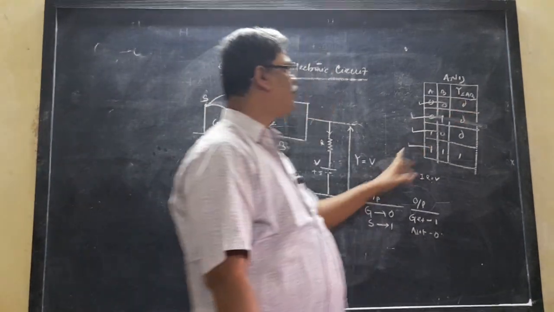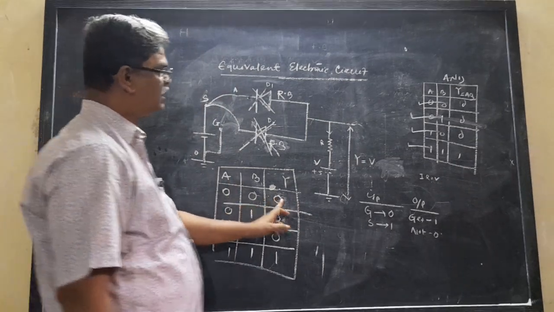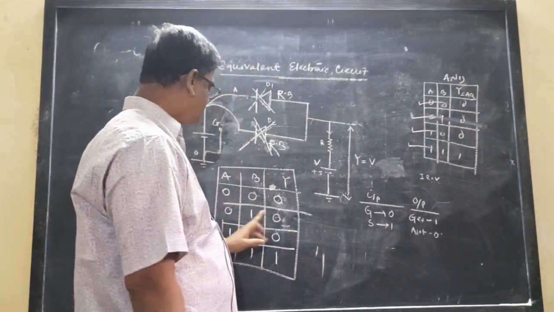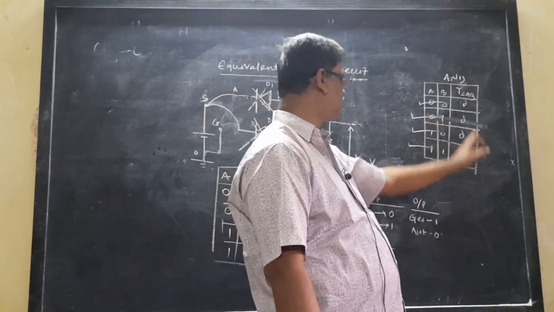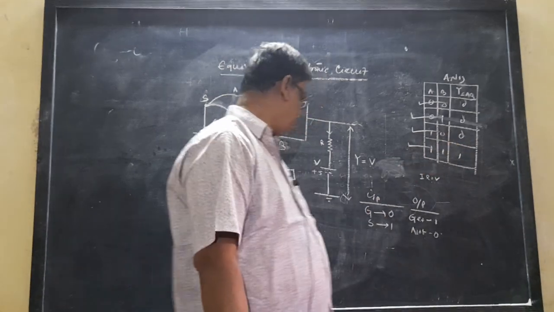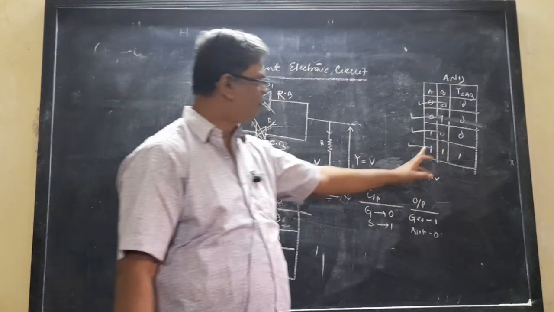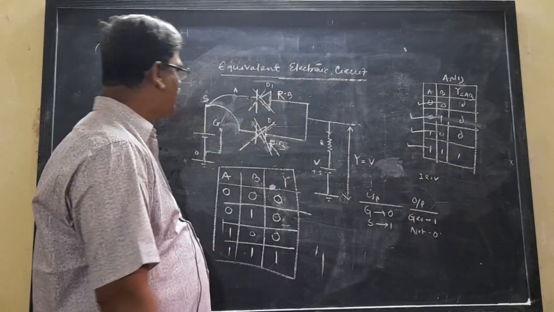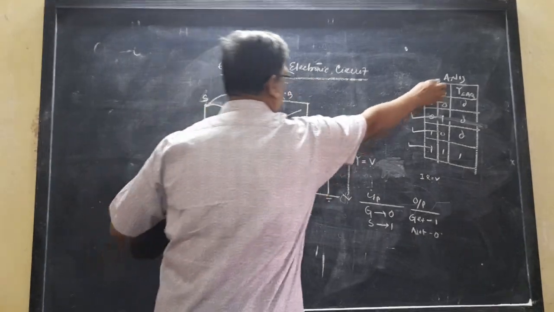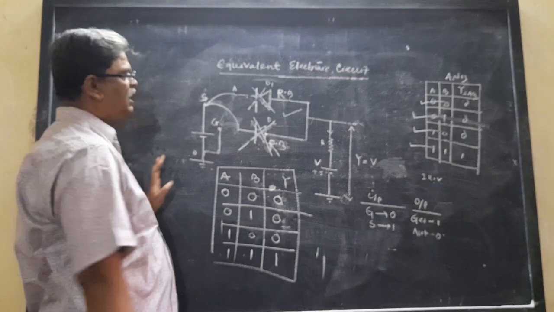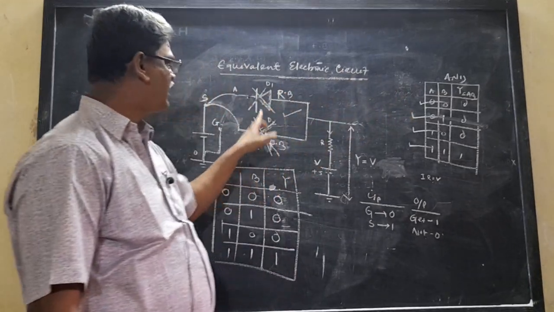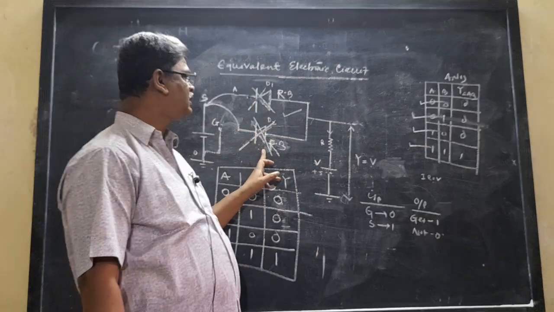Now compare this table with this table. Comparing the two tables: 0 0 0, yes 0 0 0; then 0 1 0, 0 1 0; next 1 0 0, 1 0 0; next 1 1 1, 1 1 1. So we know this is the equivalent electronic circuit of AND gate. Clear? So this is the electronic circuit of the AND gate, we have used diodes here.